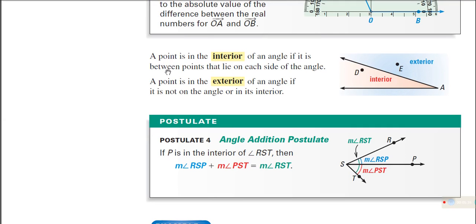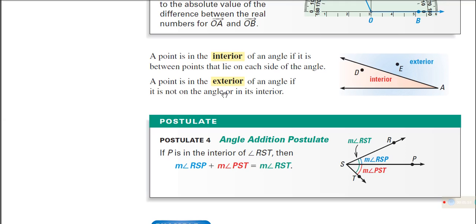Ngayon, mag-define tayo ng mga point sa isang angle. So, kapag sinabi natin interior, sa loob siya. A point is in the interior of an angle if it is between points that lie on each side of the angle. Ito, nasa loob. Si D. Ito yung dalawang side. Nasa loob niya, si D.